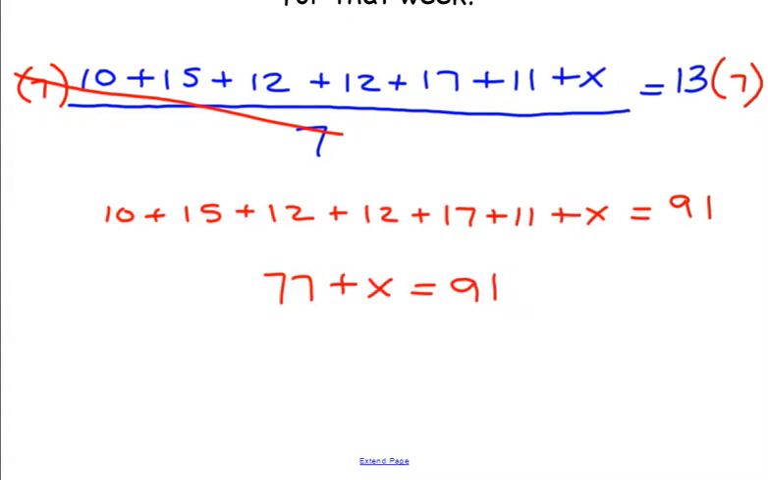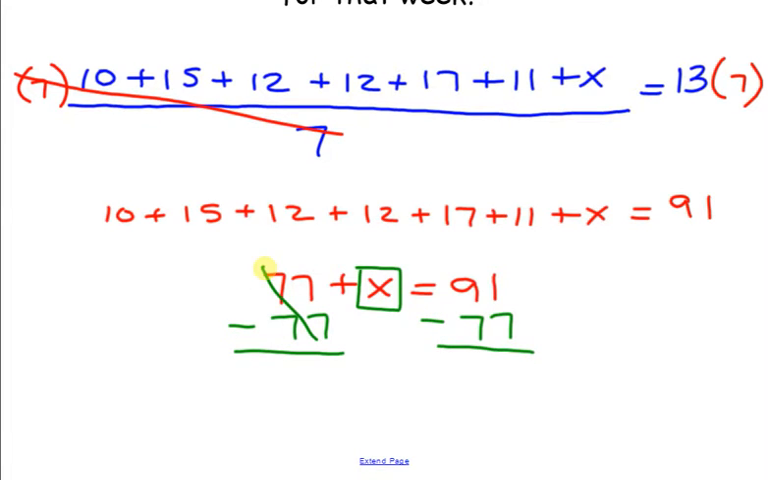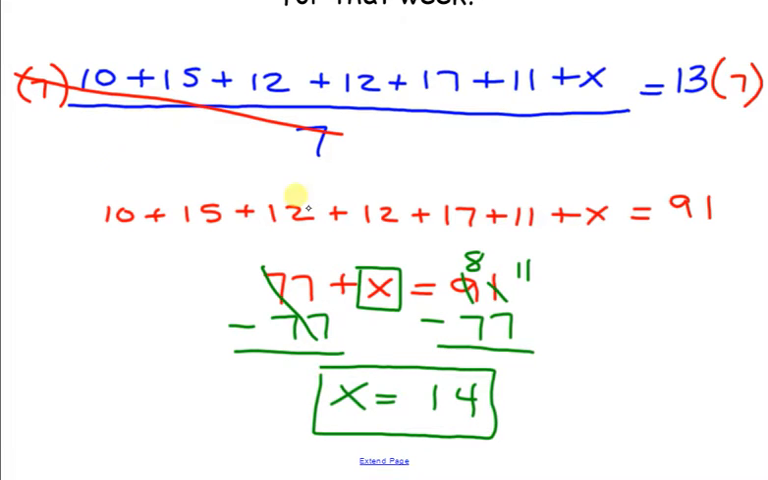And now we have a one-step equation. So we're going to box our variable. 77 is being added, so we're going to subtract it, but we do it from both sides. These cancel, and we're left with x equals 14. So she needs to run that distance in 14 minutes in order to have an average of 13 minutes.